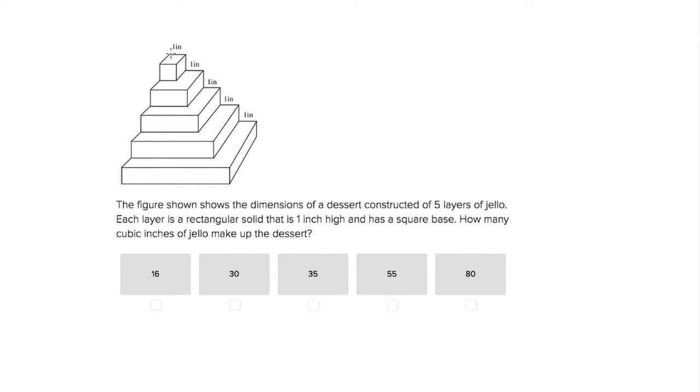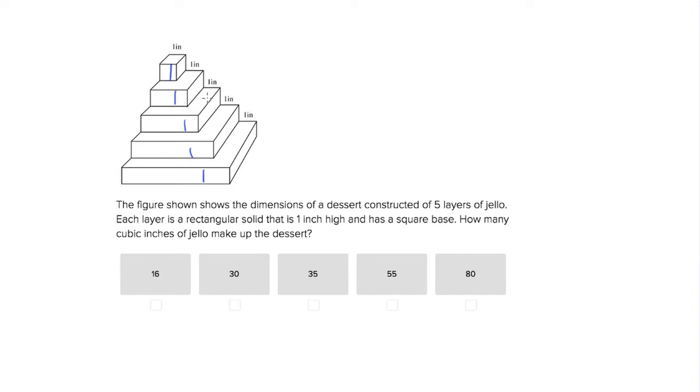They tell us that each thing is a rectangular solid that's 1 inch high and has a square base. So this is going to be 1 inch high, this is 1 inch, this is 1 inch, this is 1 inch, and this is 1 inch. And here's the assumption they want you to make, which is really complicated to make from the picture. They want you to make the assumption that each rectangle's length and width are increasing by 1 as you go down, but the height is constant.